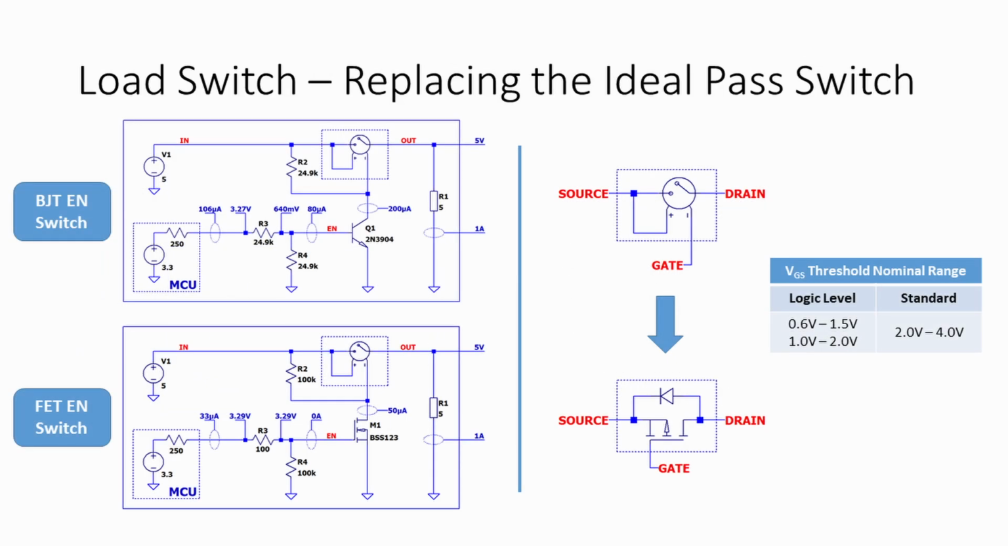The pass element is still an ideal switch, and replacing it will require a logic level part similar to the enable switch. Previously, we were driving the enable switch with 3.3 volts, but now we have a 5-volt rail for the pass switch, so there's a little bit more overdrive available.